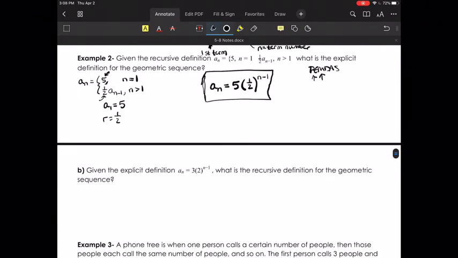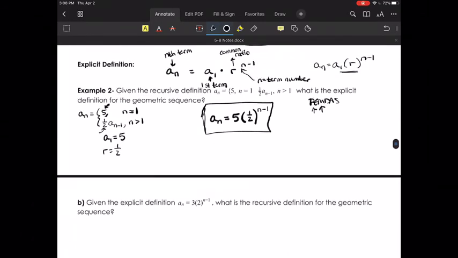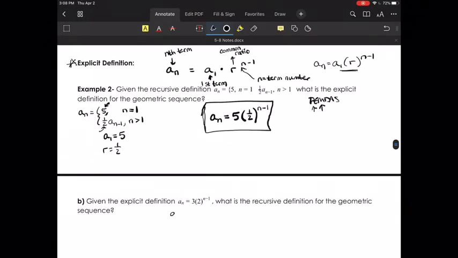So then it says, given the explicit definition, so now we're going to do the reverse. Given the explicit definition, an equals 3 times 2 to the n minus 1, what is the recursive definition? So you got to pull what you know from that. Again, the first number, go back to this definition right here. The first number is your A1. So A1, in this case, would be 3. And then the number in the parentheses is your common ratio. So that would be 2.